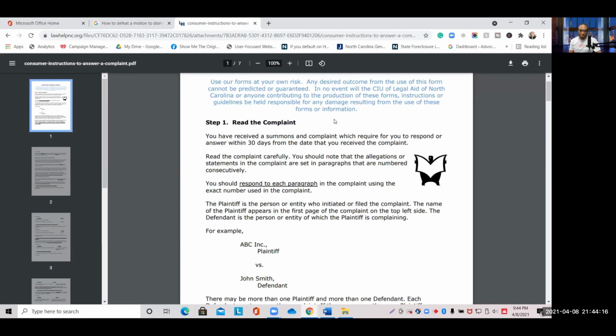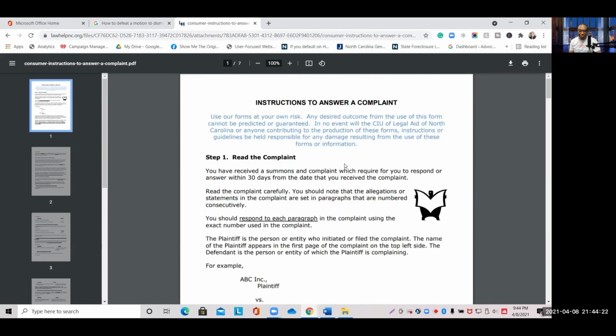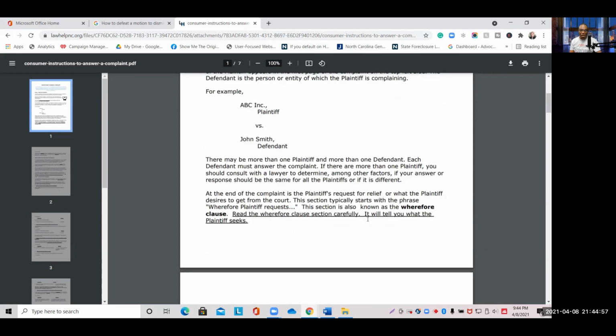You can see the instructions here. They're telling you got 30 days to answer. Read the complaint carefully. If you notice the allegations or the statements in the complaint are set in paragraphs and they're numbered consecutively, you should respond to each paragraph in the complaint using the exact number used in the complaint. The plaintiff is the person or the entity who initiates and files the complaint. The name of the complaint appears in the top half. Okay, so that's all pretty excellent.